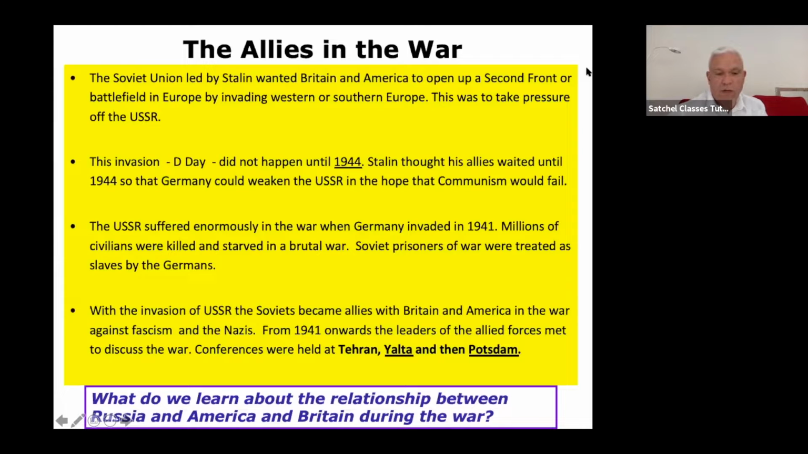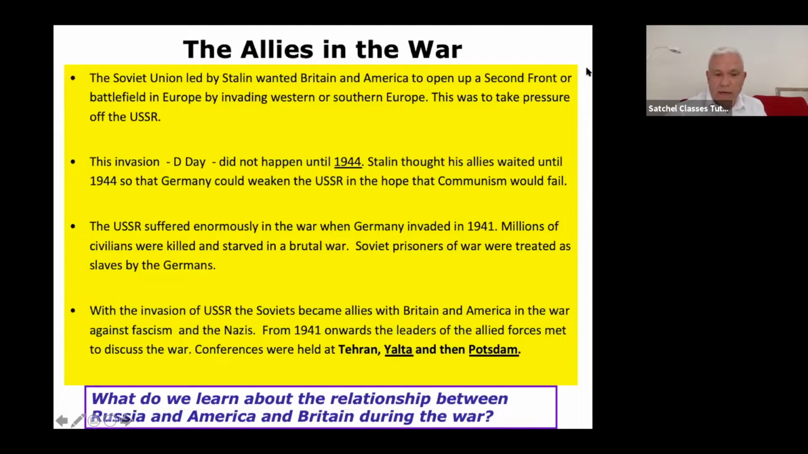Now, with the invasion of the USSR, the Soviets became allies with Britain and America, as I mentioned. Initially, they were not part of the war, really. They signed a pact with Hitler. And so when the war started for Britain, the Soviet Union weren't involved. And then America joined in later on when they attacked Pearl Harbor, and then Germany attacked the Soviet Union. So that brought them in.